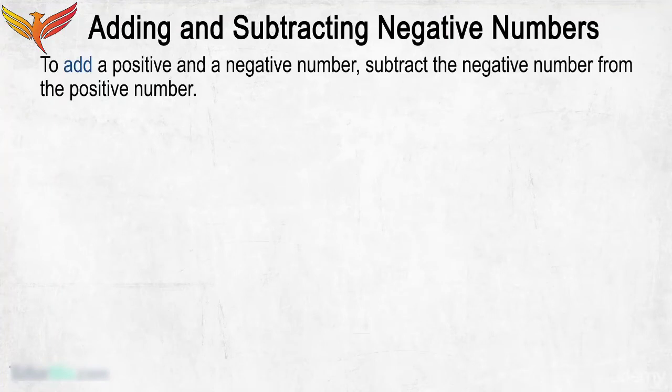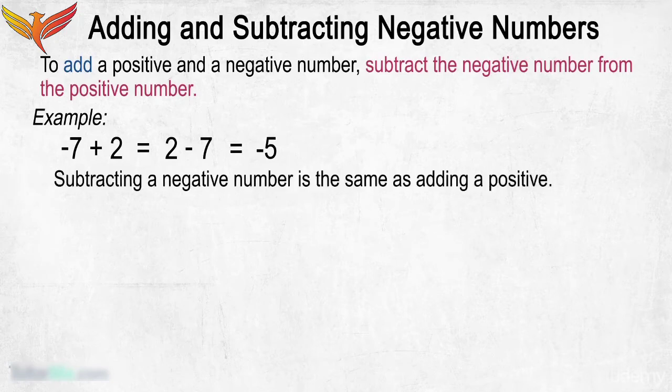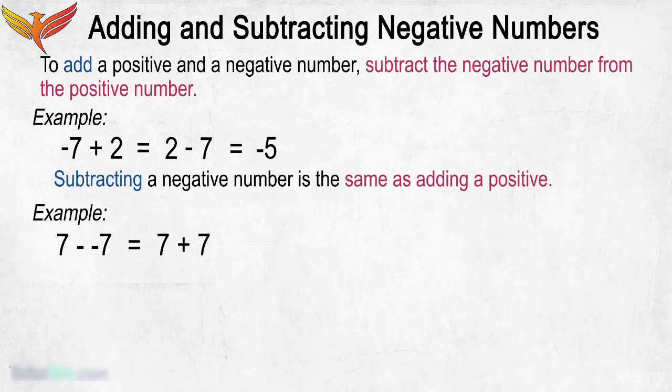To add a positive number and a negative number, simply subtract the negative number from the positive number. For example, negative 7 plus 2 is equal to 2 minus 7, which is equal to negative 5. Subtracting a negative number is the same as adding a positive number. For example, 7 minus negative 7 is equal to 7 plus 7, which is of course 14.